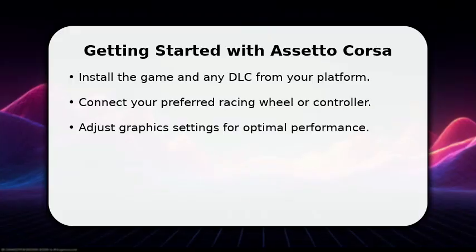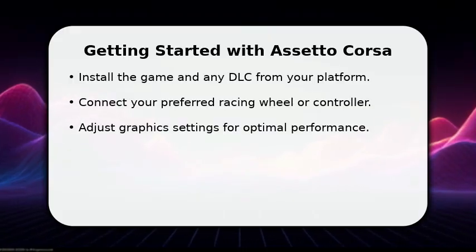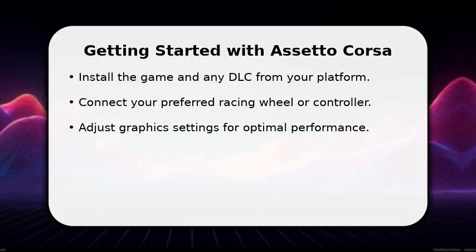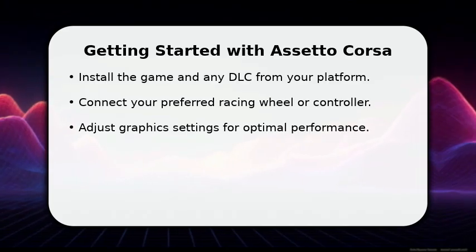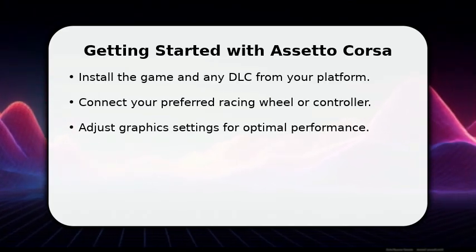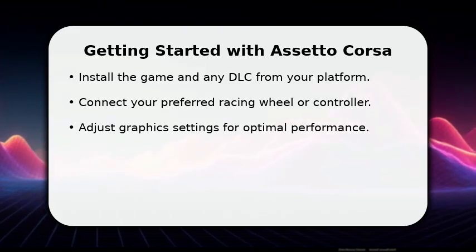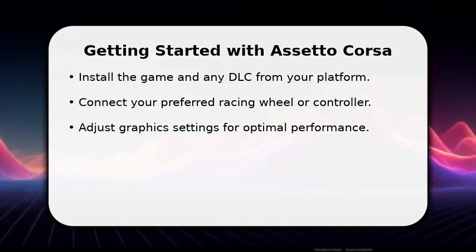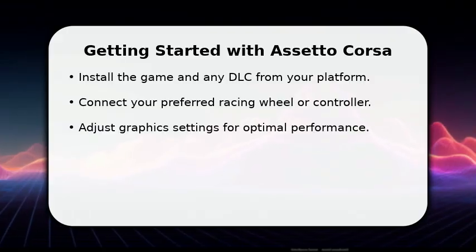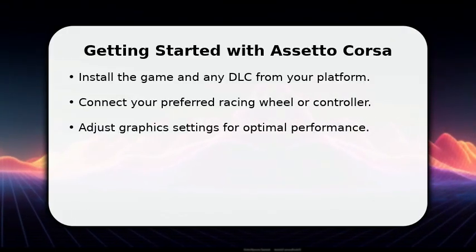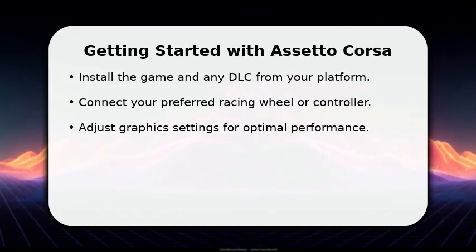Enjoy the video. In this video, I will explain how to play Assetto Corsa Ultimate Edition. First, ensure the game and all its content are fully installed. Next, connect your racing wheel or controller. Take a moment to adjust your graphics settings for the best visual experience and smooth gameplay. Finally, calibrate your steering wheel and pedals within the game's control options for precise input.